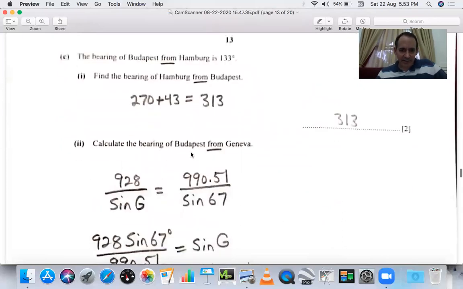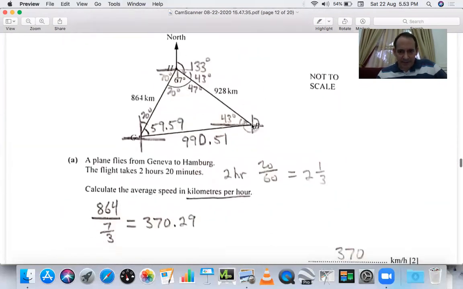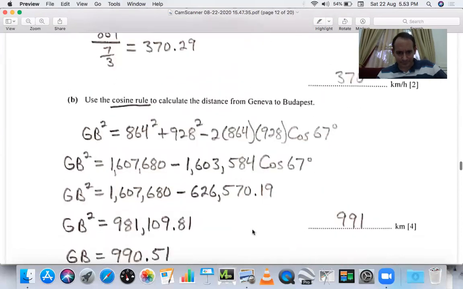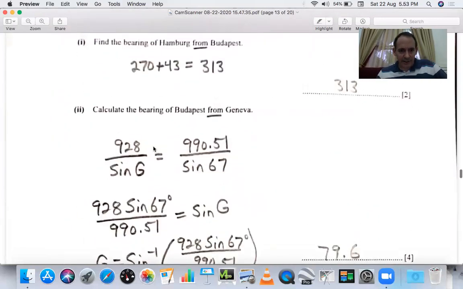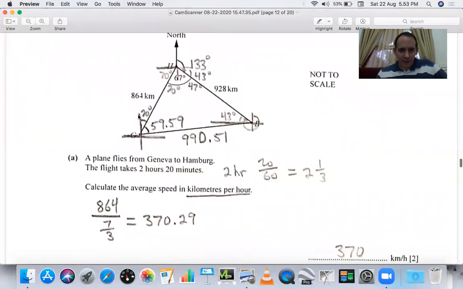Now we need to calculate the bearing from Budapest to Geneva. The bearing from Budapest to Geneva is a little bit trickier here. So let's see what we got here. The bearing of Budapest from Geneva. So from Geneva, going north until Budapest would be this here. So from Geneva, here's your north, until Budapest would be to this line right here. So we need to find this one.